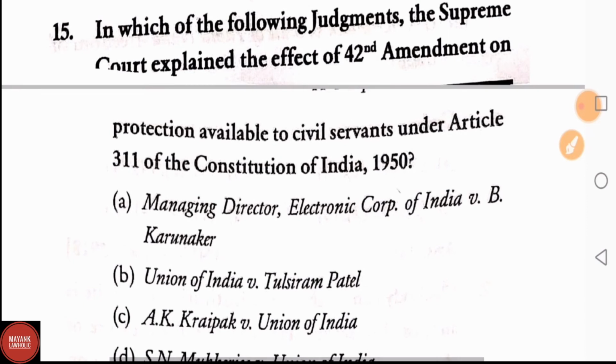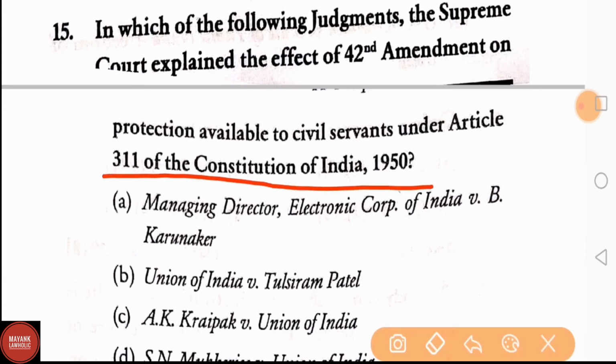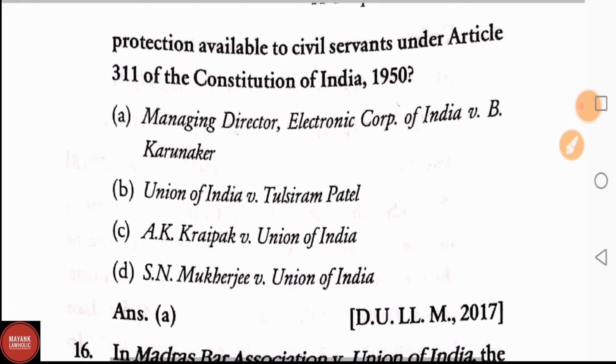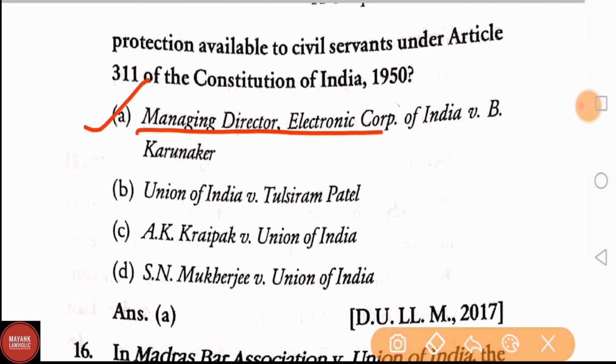In which of the following judgments the Supreme Court explained the effect of the 42nd Amendment on the protection available to civil servants under Article 311 of the Constitution of India 1950? A. Managing Director Electronic Corporation of India versus B. Karunakar. B. Union of India versus Tulsiram Patel. C. A.K. Kraipak versus Union of India. D. S.N. Mukherjee versus Union of India. The answer is Managing Director Electronic Corporation of India versus B. Karunakar.